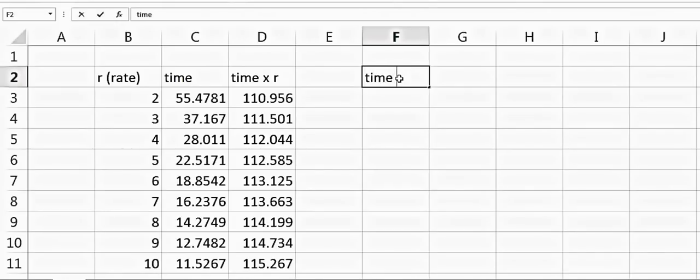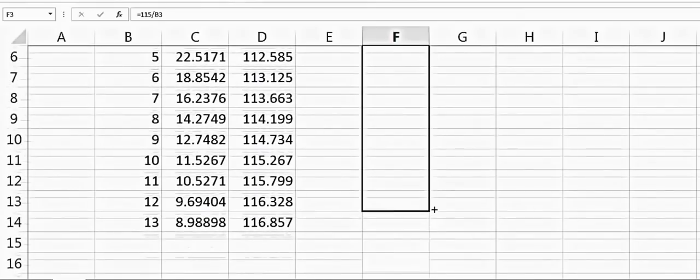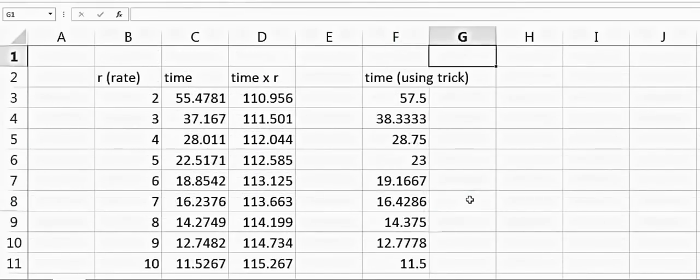So let's see, if we have used the trick, what should be the time. The time using trick would be like this. We have 115 divided by rate, so that's 57.5 years. If you keep extending it, it's like this. If you compare, for 6 years it says 18.85 years, but our trick says 19.16 years. So it is a good approximation. This is very close, it's 11.52 and this is 11.5.